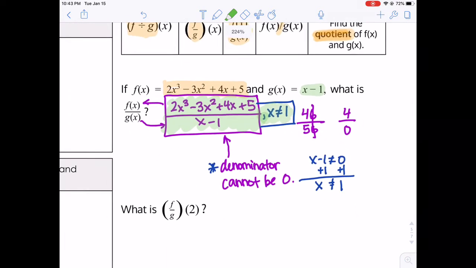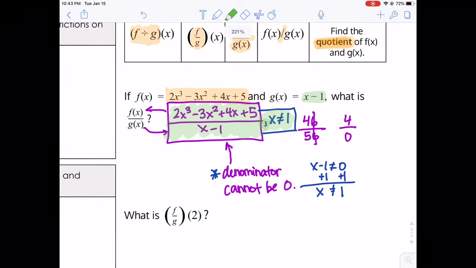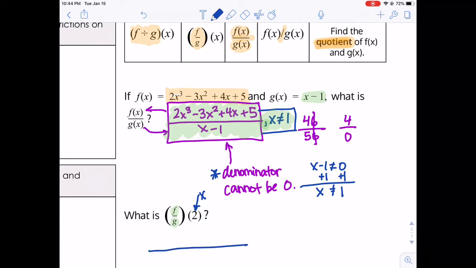So we can try this one. In this problem, we can see that they want us to do f on top, g on bottom, and instead of x, they want us to substitute the number 2. So again, I'm going to put f on top. So f is going to be 2x to the third minus 3x squared plus 4x plus 5. And then g's on the bottom. So it would be x minus 1 on bottom.